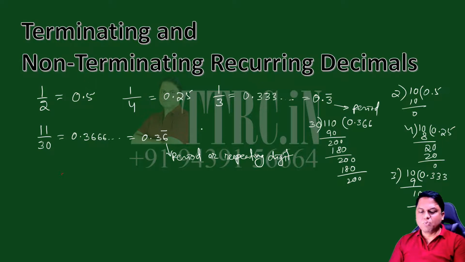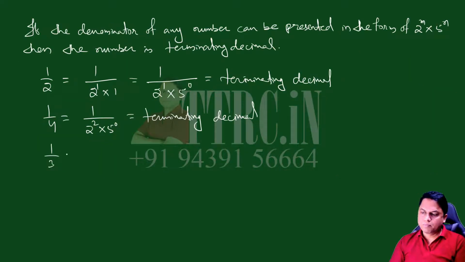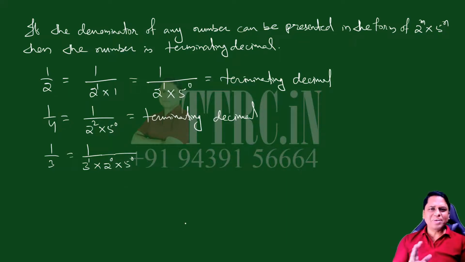Then 1 by 3. So it is 1 by 3 to the power 1. Now you can say, sir, we can write it as 2 to the power 0, 5 to the power 0 also. Yes, we can write, that is not wrong. But here 3 is also a factor of the denominator. But as per our definition, the factors of the denominator should only be 2 and 5. It cannot be any number except 2 and 5.